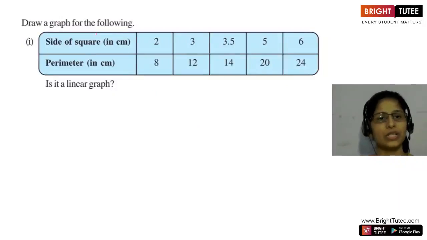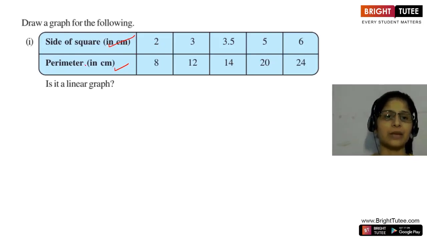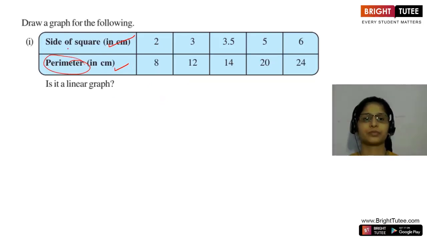Moving on to the next question, they have given the side of a square and the perimeter, and we have to show whether it's a linear graph or not. So we will take the side of the square on one axis, let it be the x-axis, and the perimeter on the y-axis, and let us see whether it is a linear graph or not.